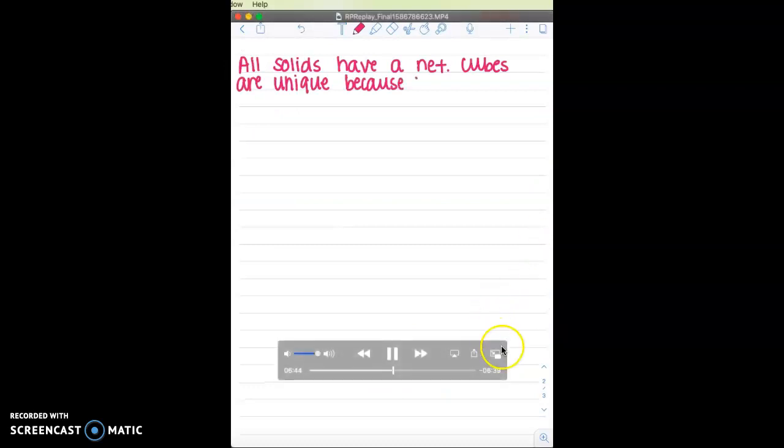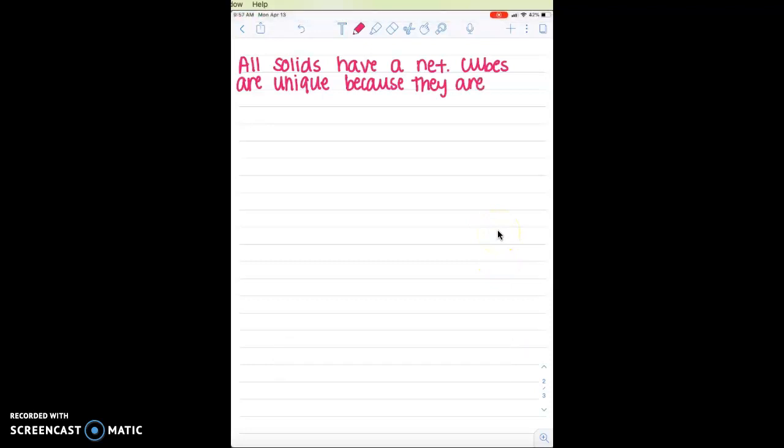So all solids have a net. All 3D shapes will have a net. Cubes are unique because they are composed of squares, or 6 equal pieces. So just like if you think about a dice, every single side is the same length, and that is what makes it a cube. So that means that all of your faces are going to be equivalent. And that's all this definition that I'm writing right here says, so make sure you copy that down.